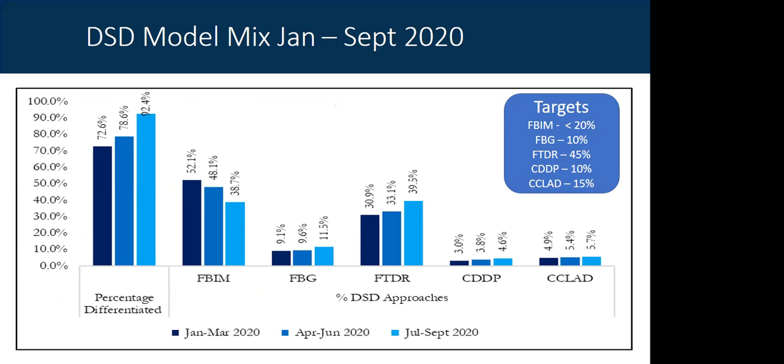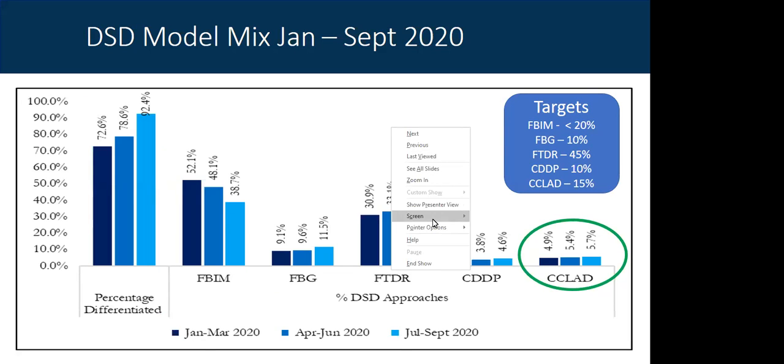Just to give us a model mix by end June, January to September, we see that our CLAD has gradually increased. By the end of the first March quarter, we had 4.9 enrolled on CLAD. We have increased this to 5.7. It's a gradual increase, but we are moving in the right direction. Our target is to have at least 15% of all recipients of care active on ART enrolled on CLAD groups.